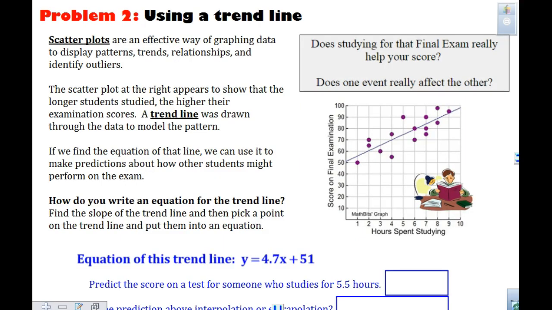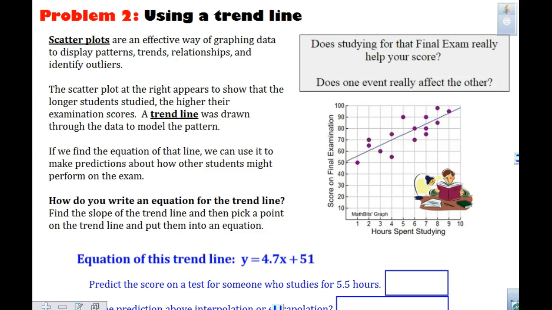Scatter plots are an effective way of graphing data to display the pattern, trends, and relationships, and to identify outliers. The scatter plot at the right appears to show that the longer the students studied, the higher their grade on the exam scores. A trend line was drawn through the data to model the pattern. Does it go through any data points?